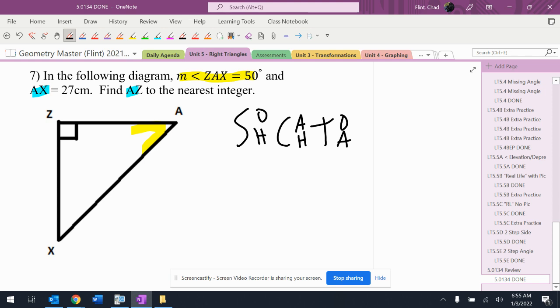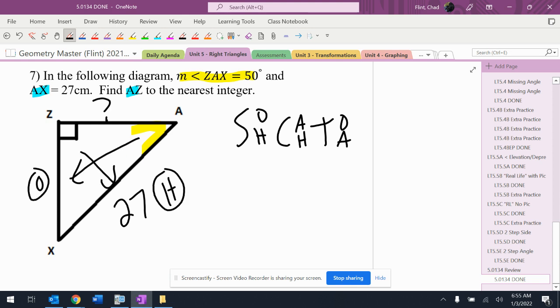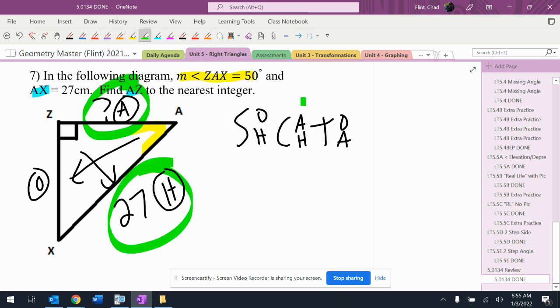And then I'm going to label things here. So it says AX is 27. It says find AZ. That's the hypotenuse. That's the opposite. That's the adjacent. So I am looking at the adjacent and the hypotenuse, which is cosine. I want the adjacent. I have the hypotenuse.